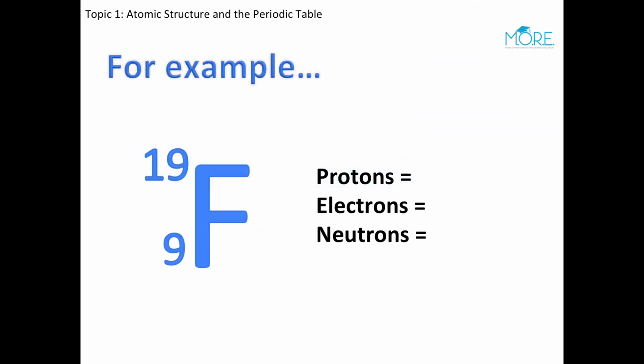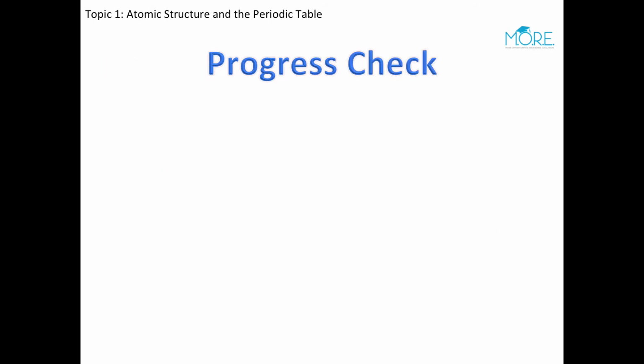So here I've got an example for you using the same fluorine atom. The protons, we would look at the atomic number, which is 9. The electrons is the same number as the protons, so that will be 9. The neutrons would be the mass number, take away the atomic number, which is 19, take away 9, and the answer would be 10.